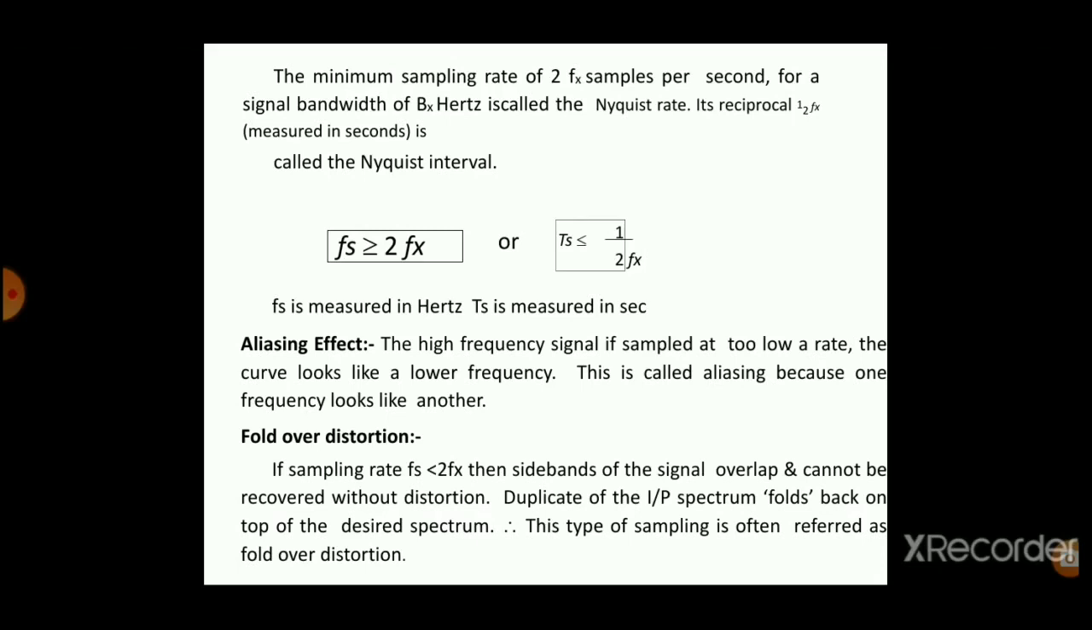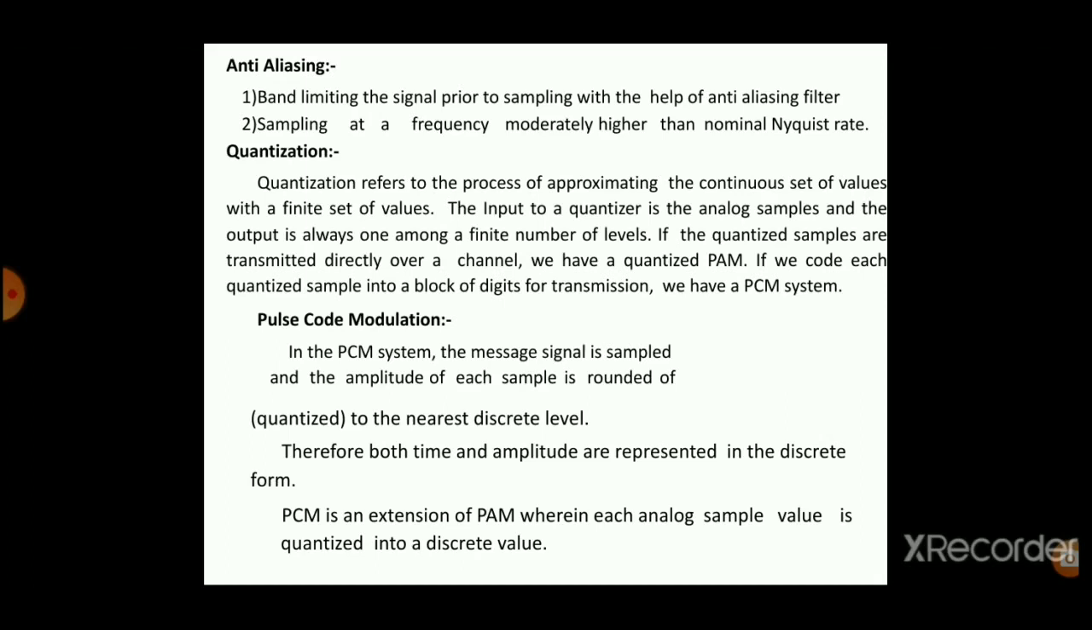If the sampling rate Fs is less than 2fx, then the sidebands of the signal overlap and cannot be recovered without distortion. It is called fold over distortion. A duplicate of the input spectrum folds back on top of the desired spectrum. This type of sampling is often referred to as fold over distortion.